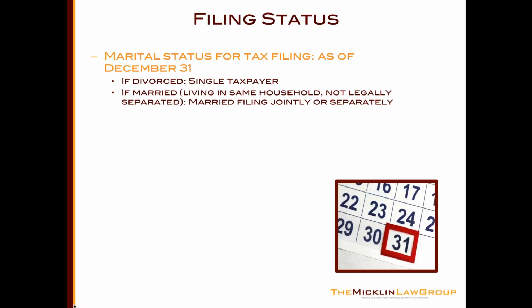So now, again, there are different separate issues. I didn't want to just go through that whole tax list and take your time. If you need it, I can email it to you or it's found online. But I want to talk about some of the different aspects of the filing status. A lot of it will be affected by the December 31st date. If you're divorced on December 31st or before that, you're a single taxpayer. And if you're married, living in the same household, you can file jointly or separately. Now, it's not always that simple.